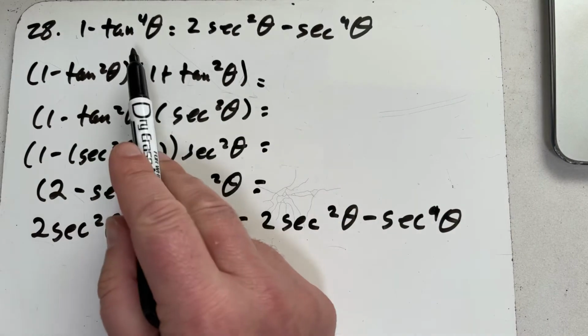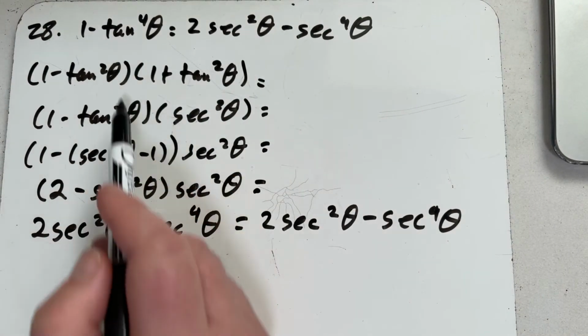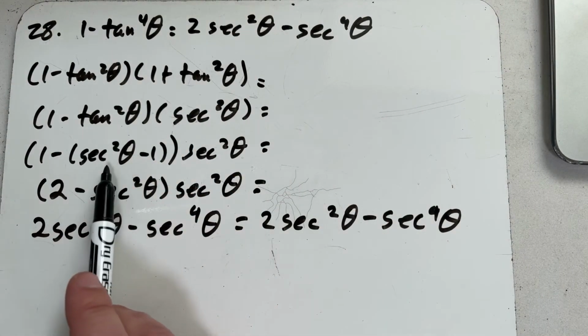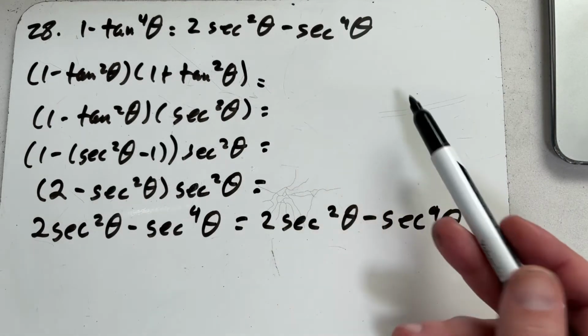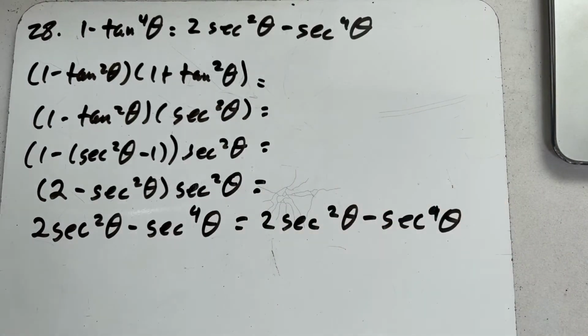Always be checking your answers. I only have secants over here, so that's why I changed this tangent squared into secant squared. So when you get stuck, look at your answer. Look where you need to go. 29.